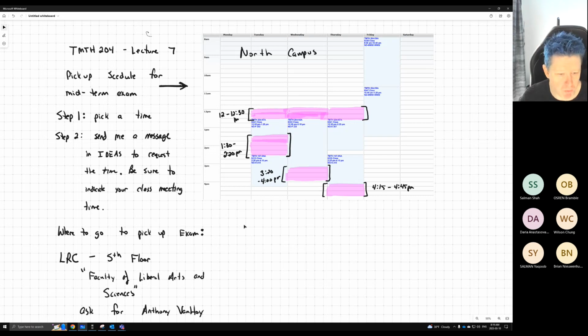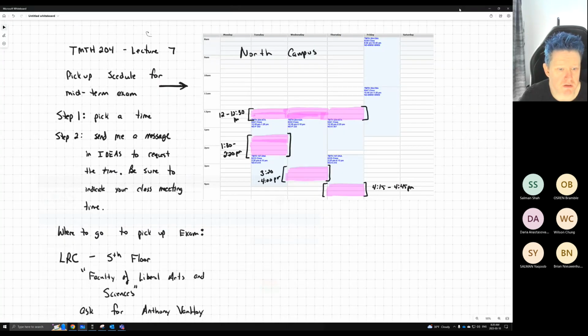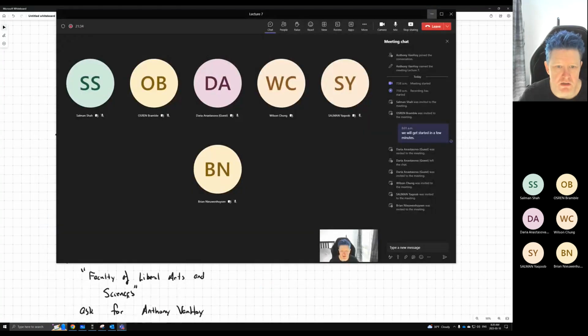Okay, so are there any questions about anything related to picking up your midterm exam? Again, you can find your score in the Ideas gradebook. You can get access to that on the left-hand menu. Over here on the left is your Ideas gradebook, and in there you will find your score. Okay, I do not see any questions, so I think we're going to go ahead and get started.